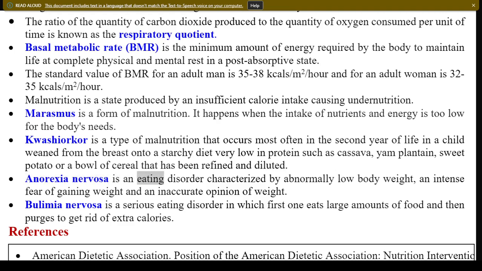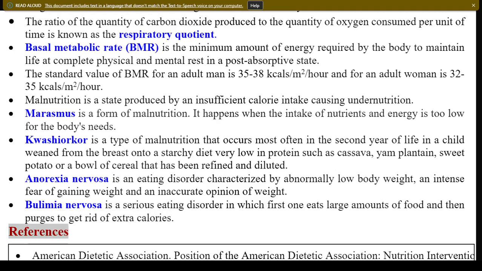Anorexia nervosa is an eating disorder characterized by abnormally low body weight, an intense fear of gaining weight and an inaccurate opinion of weight. Bulimia nervosa is a serious eating disorder in which first one eats large amounts of food and then purges to get rid of extra calories.